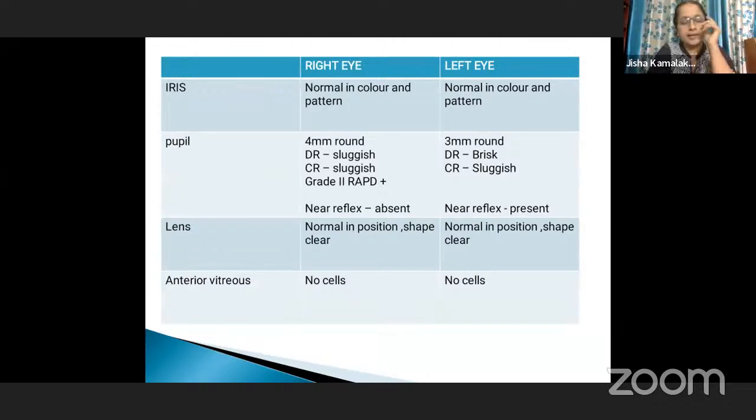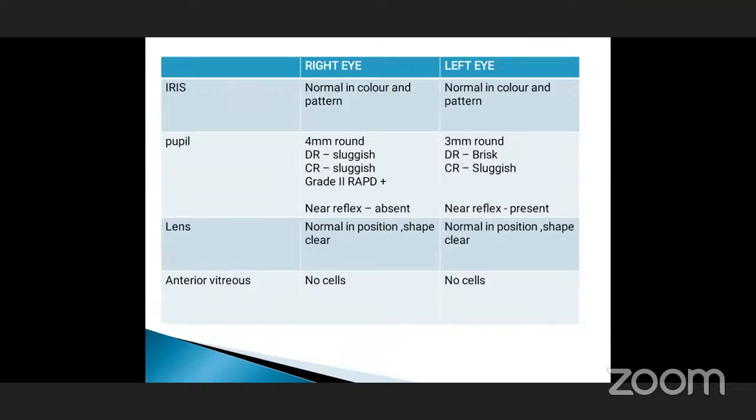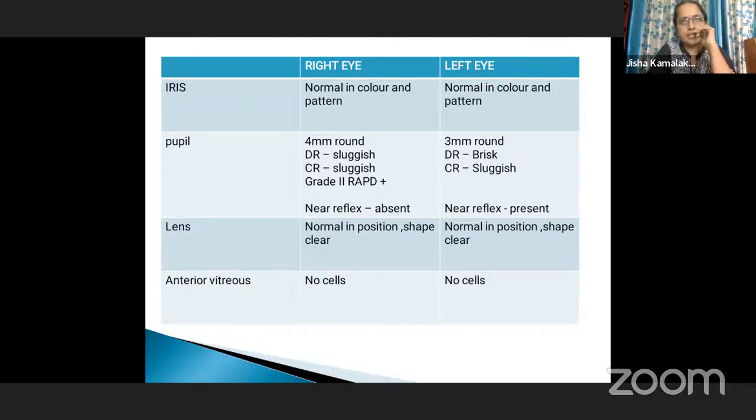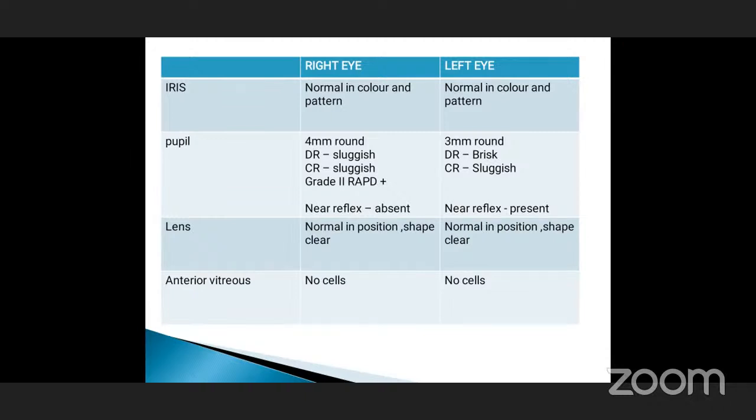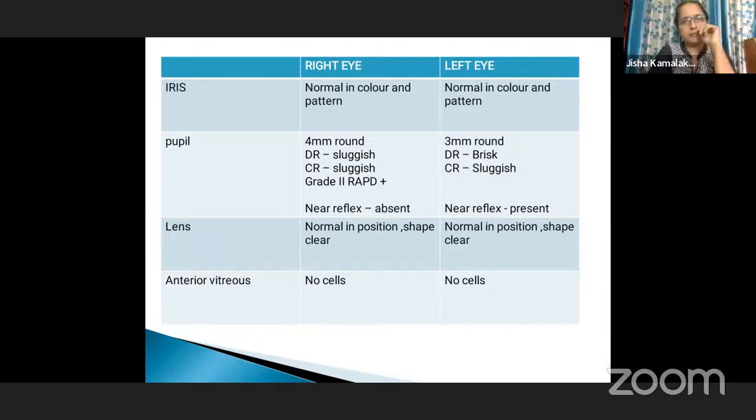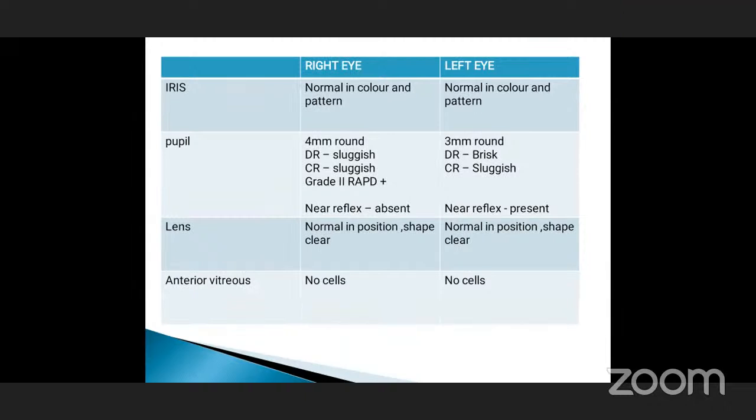Okay. So there is a grade 2 RAPD in the right eye. And the patient was having very poor vision in the right eye. Yes, ma'am. Okay. What are the probable reasons for a very poor vision with RAPD? Maybe an optic neuropathy. Okay, this patient could be having optic neuropathy. Can it be due to a retinal pathology? Yes, there could be a retinal detachment.